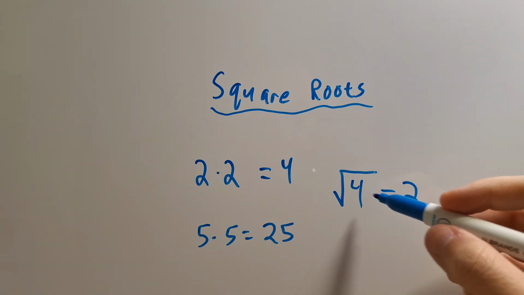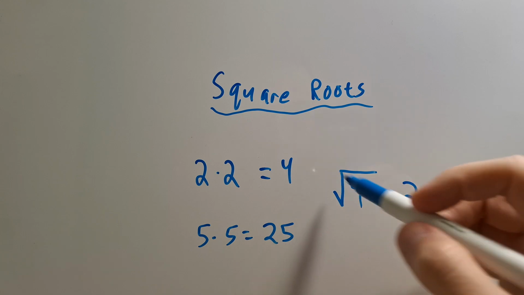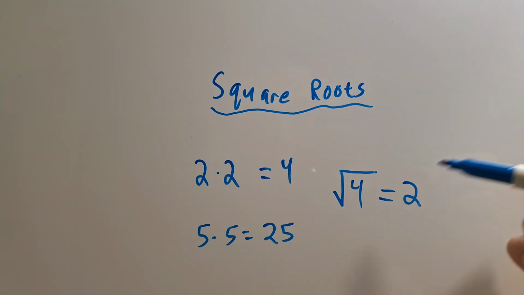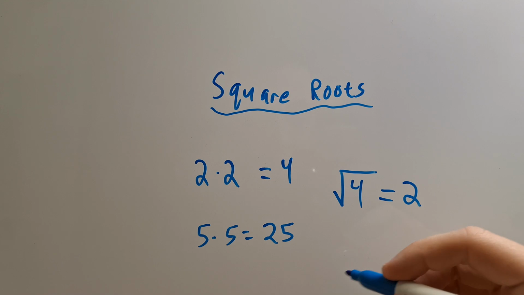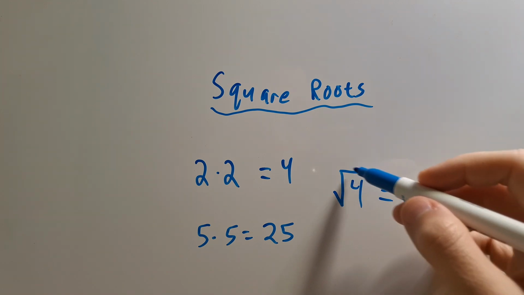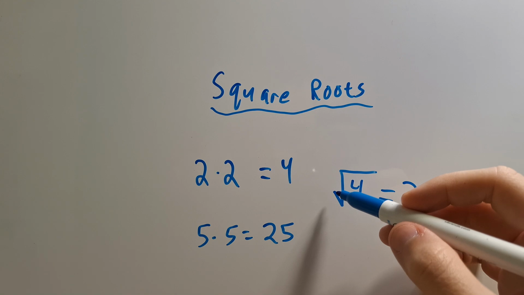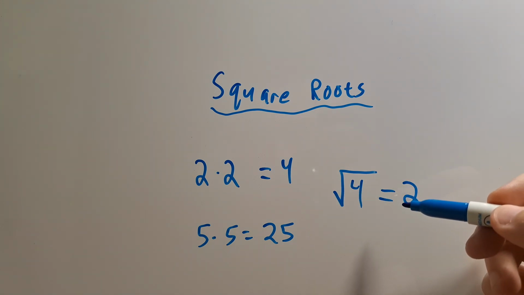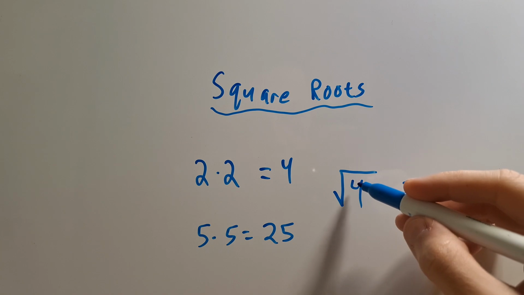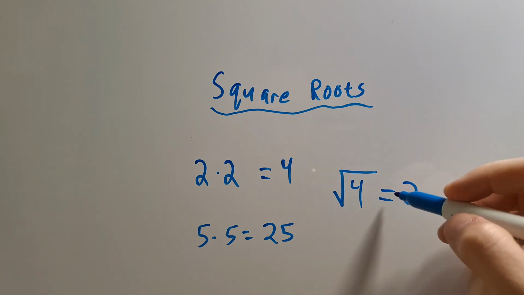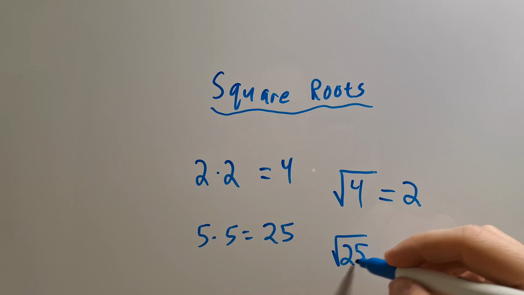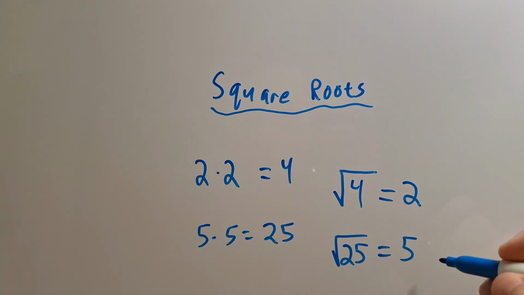2 in this case. Because if you take a number and multiply it by itself, you're going to get that number squared. We did talk about exponents in a previous video. So square roots are the inverse operation to squaring a number. So the square root of 4 equals 2. Likewise, if I took the square root of 25, that would be 5.